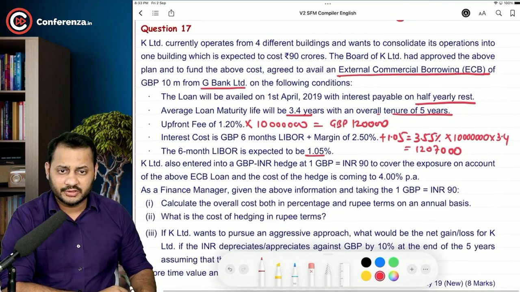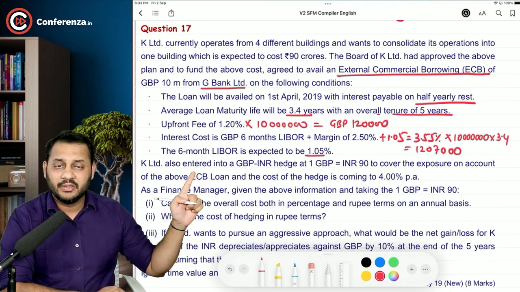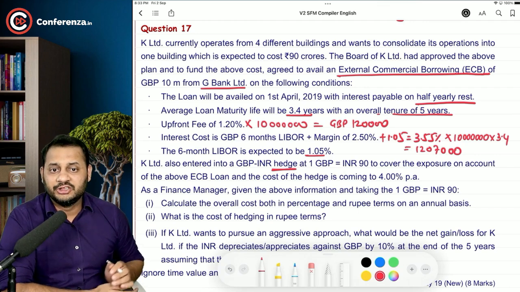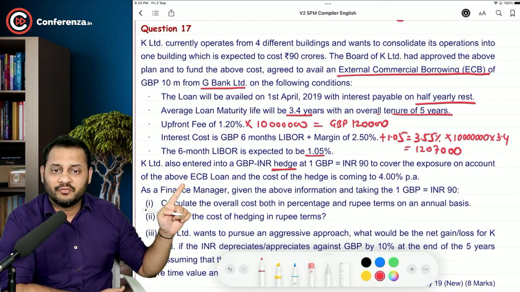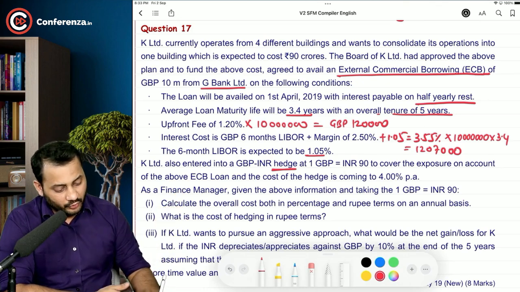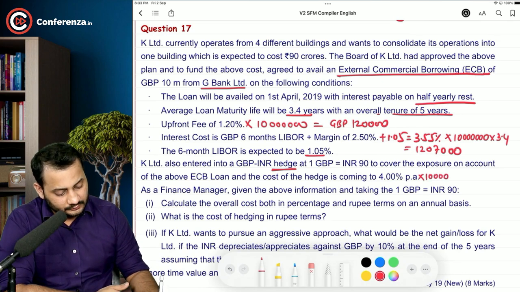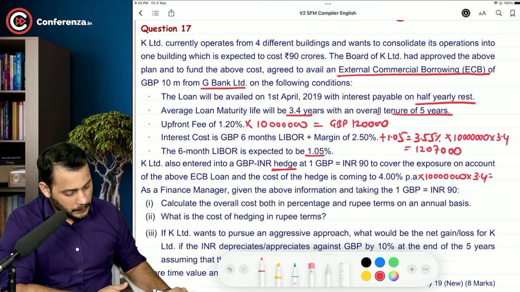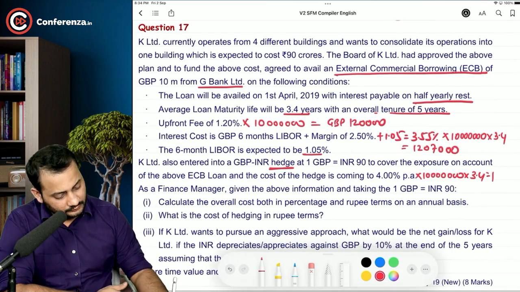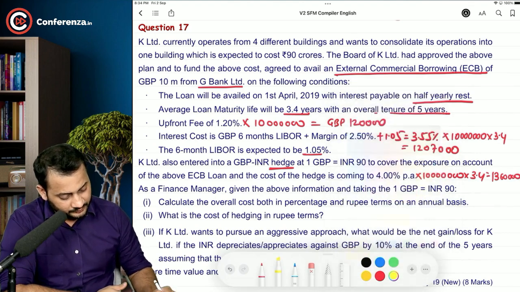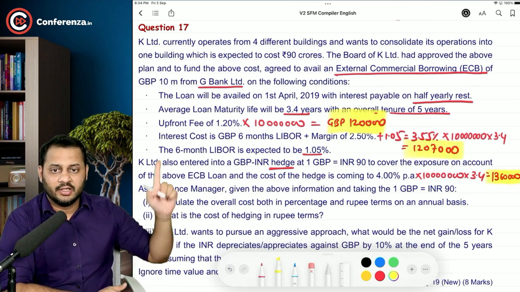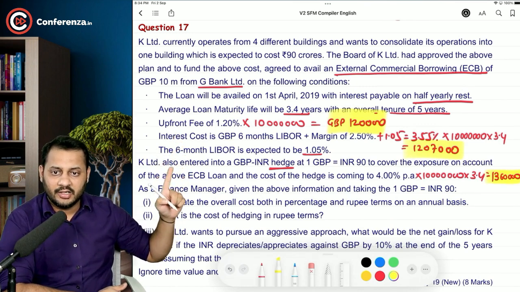Now, what's more to this? K Limited also entered into a GBP INR hedge. That means a forward rate of 1 GBP equal to INR 90 to cover the exposure on account of the above ECB loan. And the cost of hedging is coming to 4% per annum. 4% per annum of 10 million into 3.4, again average life. That's 13,60,000 GBP. So three values are there as a cost. One is the upfront fee, second one is the interest, third one is the hedging cost.